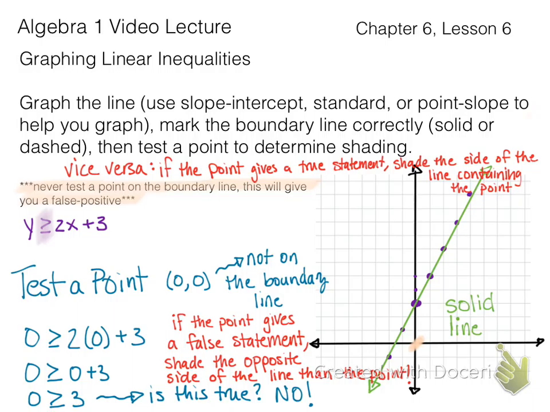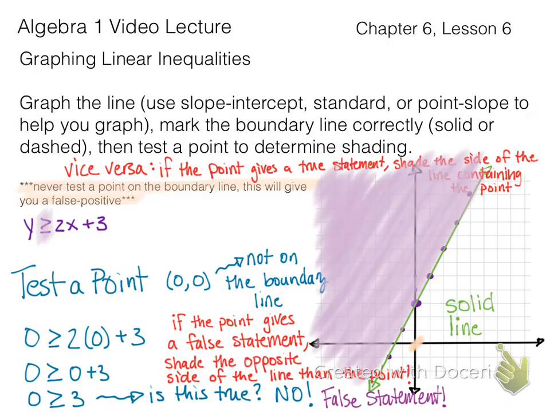But again, since I got a false statement, I'm going to shade the opposite side of the line than the point is on. So if I had 0, 0 and it doesn't work, I have to shade the other side. And again, you could test another point on the other side to prove to yourself that you're going to get a true statement. But if you get a false statement, you really, obviously, unless you're shaky on your math, need to shade the other side, and you can just trust that your math was correct.